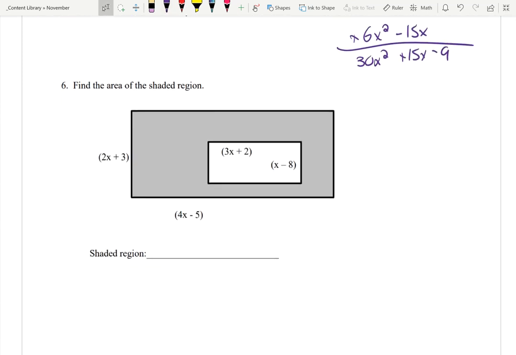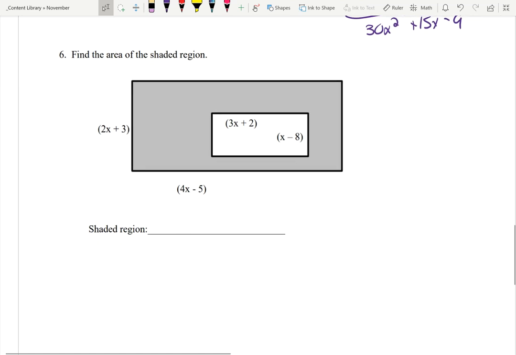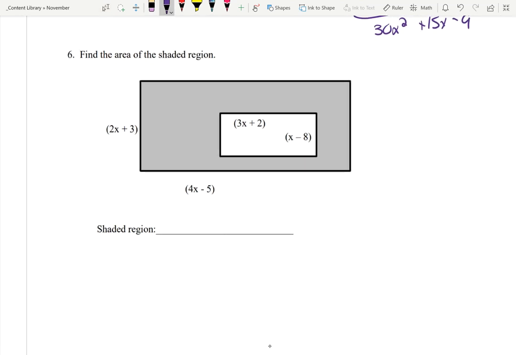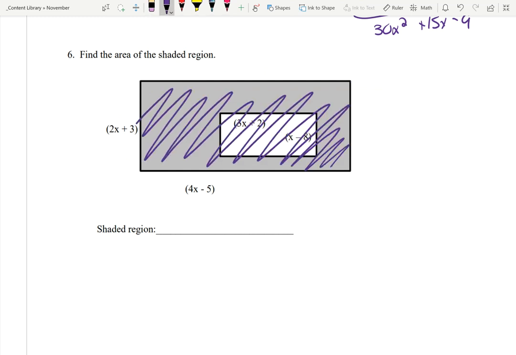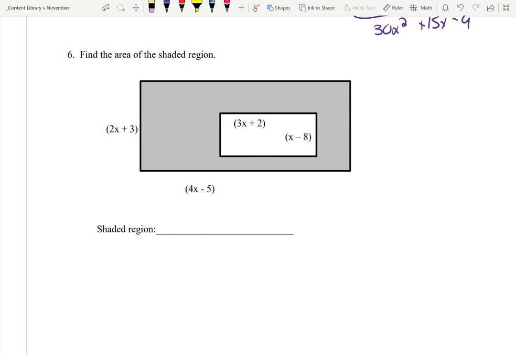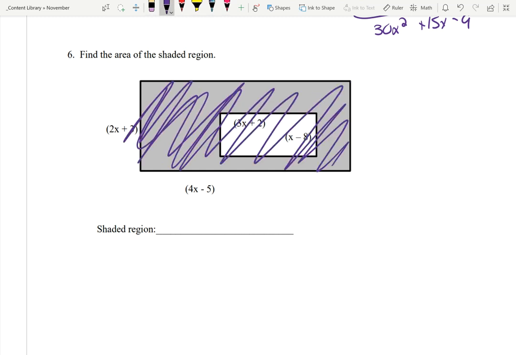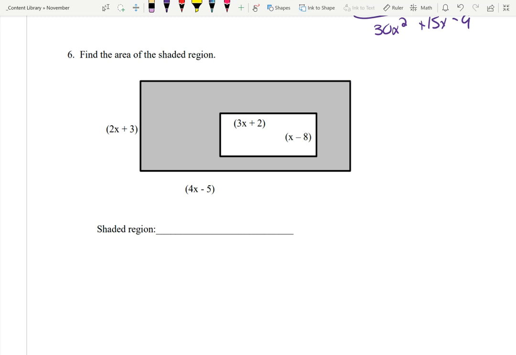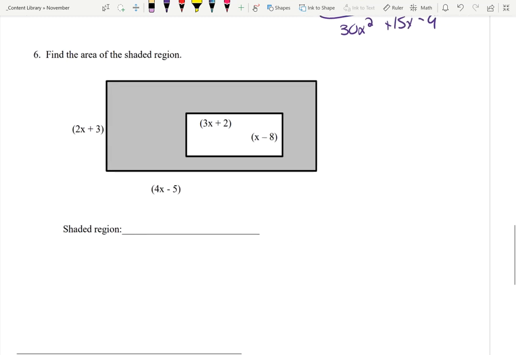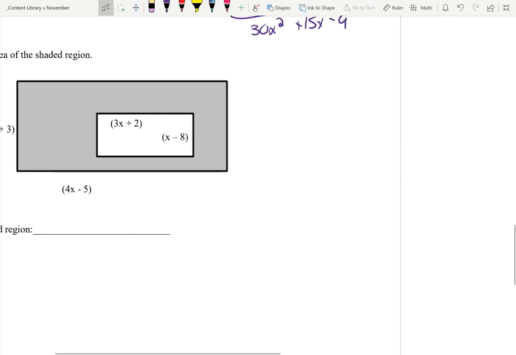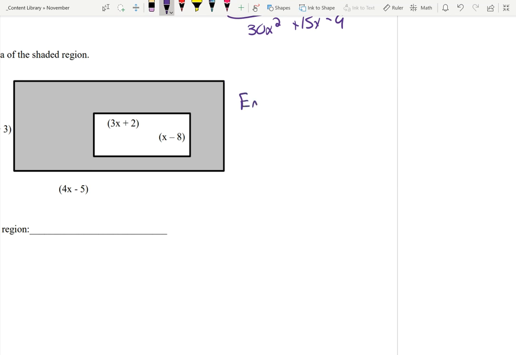All right, find the area of the shaded region, number 6. So in order to find the area of the shaded region, I'll have to find the area of the entire rectangle. So that's going to be the shaded region and the interior region. And then once I know the area of the entire thing, I can just subtract the part in the middle to have whatever is left over. So we're going to have to find the area of both rectangles. So let's first find the entire rectangle's area.